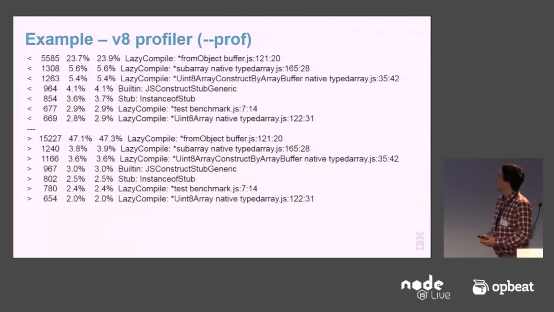So when I went and ran this on our good build on 4.3.2 and our one that we were testing, Node 4.4.0, we saw quite an increase in the compilation of the from object. So originally we were seeing just over 23% of the time spent in that, and then when we went up to 4.4.0, this went up to 47%. So it's a fair increase.